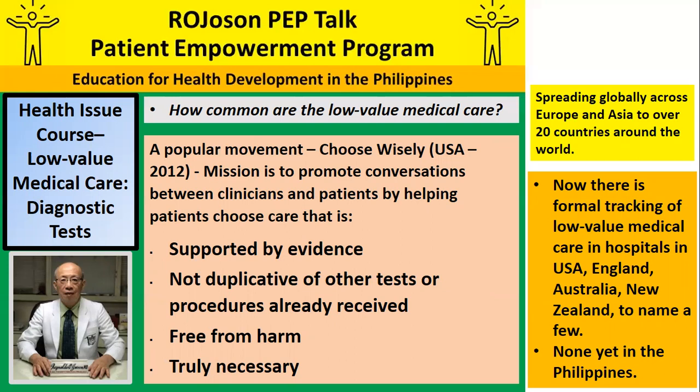So this movement has been spreading globally across Europe and Asia to over 20 countries around the world. And there is now a formal tracking of low-value medical care. Up to this year, 2022, there's a tracking of the hospitals that are doing a lot of low-value medical care. But in the Philippines, there's no such thing going on yet, except on some personal basis, like what I'm doing now.